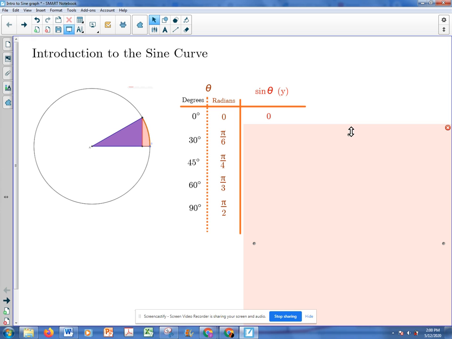So at pi over 6, we hit the first number, which is a half, which is 0.5. The next one was square root of 2 over 2, which is approximately 0.71, because remember, we're going to be trying to graph this. And then we get to square root of 3 over 2, which is about 0.87. And when we get up to the top of the curve up here, we're at 1. All right.